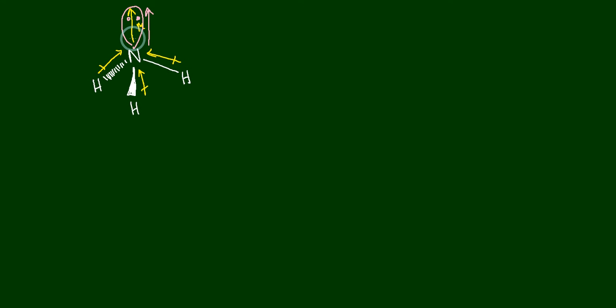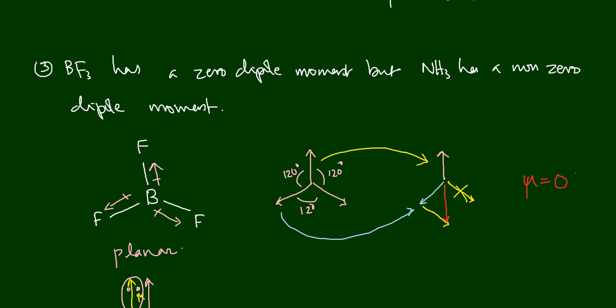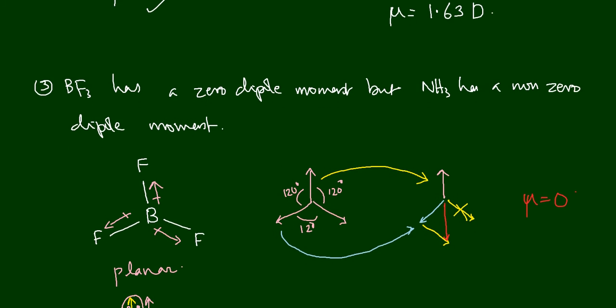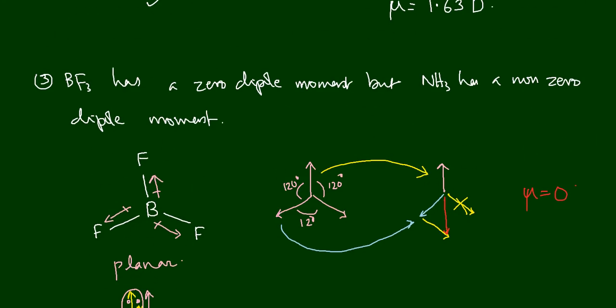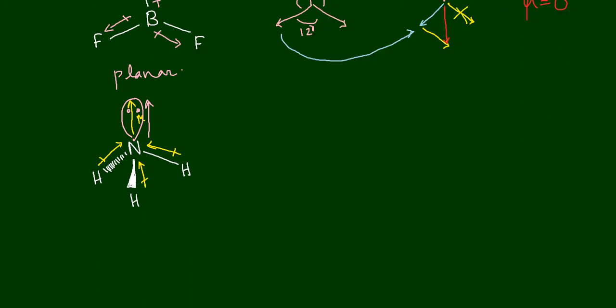So the net dipole moment of ammonia is not only due to the nitrogen-hydrogen polar bonds, but also due to the orbital contribution. Okay, the orbital also contributes towards the dipole moment. So this is what we have to prove: BF3 has a zero dipole moment and NH3 has a non-zero dipole moment.